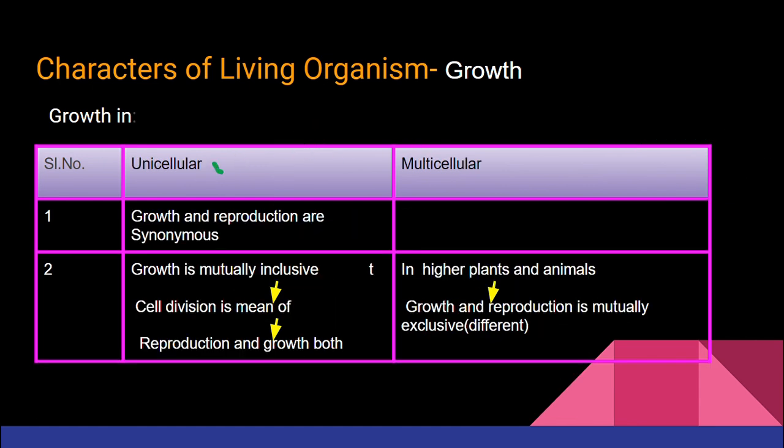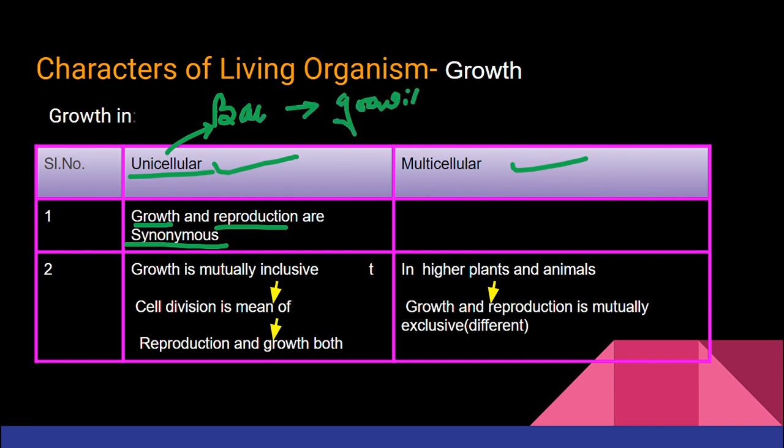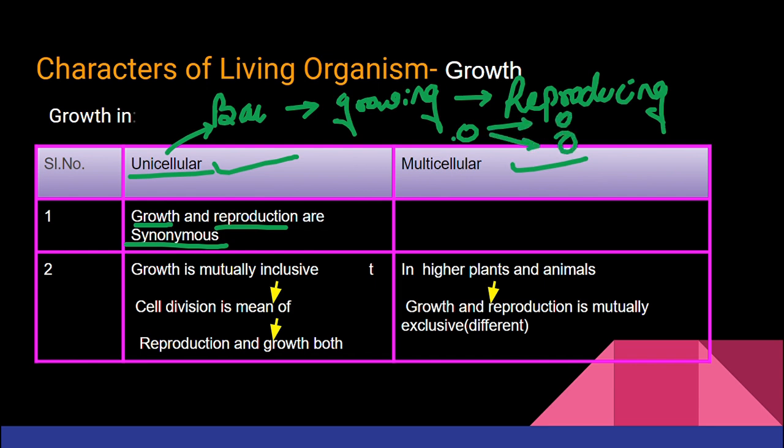Now the next one is growth in unicellular and multicellular. When we talk about the unicellular class, you have to understand one thing, that growth in unicellular and reproduction in unicellular are synonyms. That means if I say a unicellular organism, for example bacteria, is growing, I am also saying that it is reproducing. Because what is growth and what is reproduction? From one cell two daughter cells are formed. Growth is also that from one cell two daughter cells are formed. So growth and reproduction are synonyms when we talk about the unicellular.